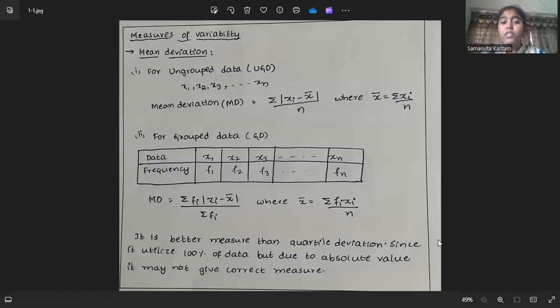Hello everyone. Today we are going to learn about the measures of variability. There is mean deviation and standard deviation.